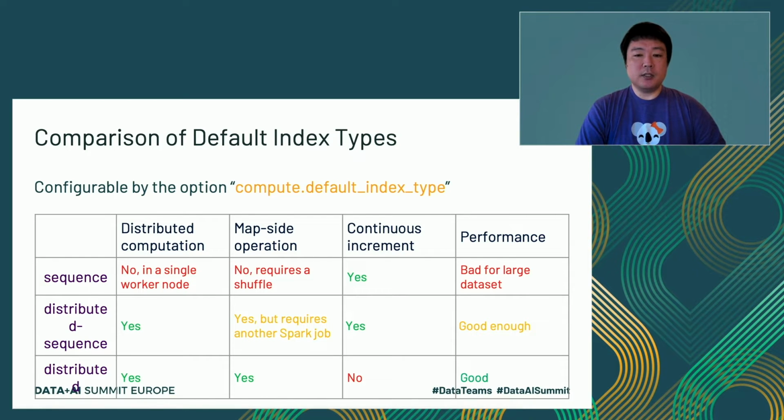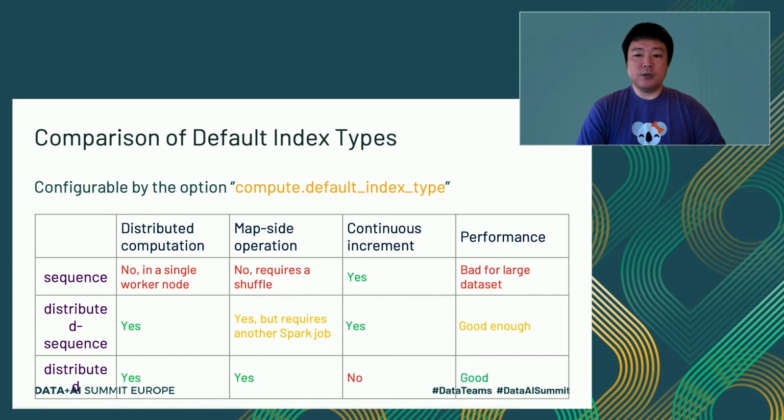The sequence is the default value. This guarantees the index increments continuously, but it uses a non-partitioned window function internally. It means all the data need to be collected into a single node. This is basically for testing purposes and should not be used with a large dataset. The second option is distributed-sequence. Once the index is attached, the performance penalty is not as significant as the sequence type.